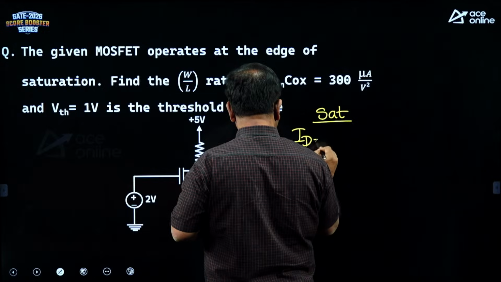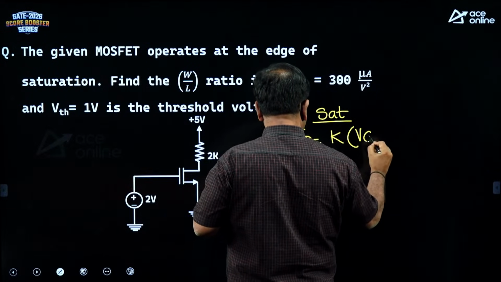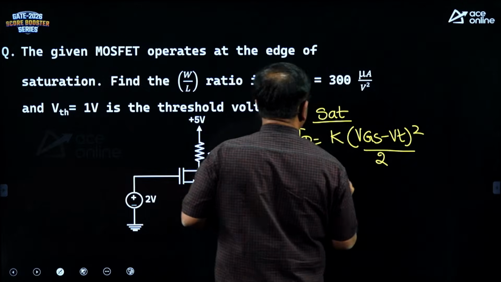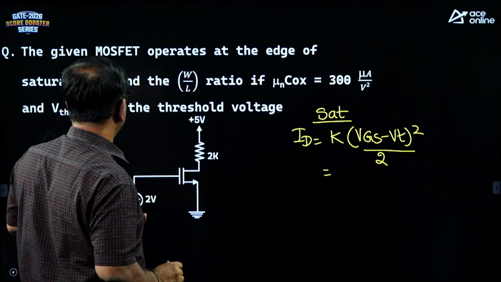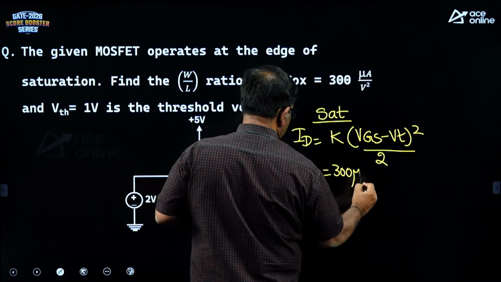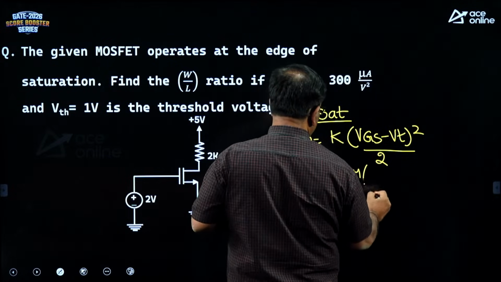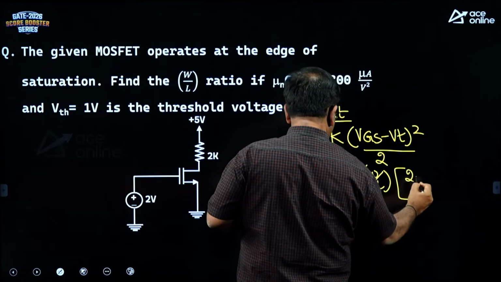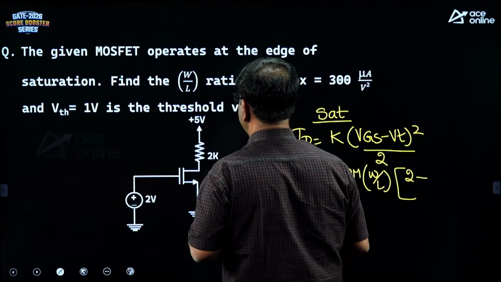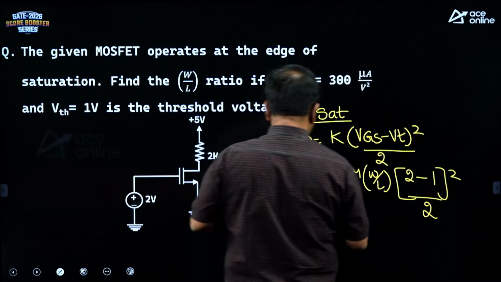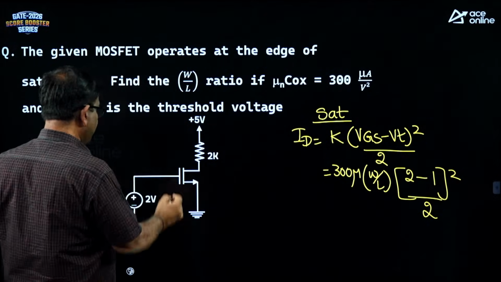Given ID is K times of VGS minus VT whole square by 2. So, mu Cox is 300 micro, it is 0.3 milli into W by L, VGS is 2, VT is, how much is VT? 1, whole square by 2. This is your ID, this is your ID. And what is ID here?